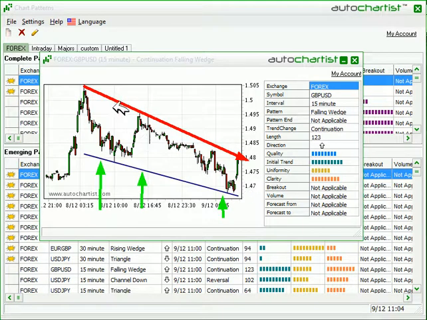Number one, this is just two downtrend lines. That's the bottom line. This is just a culmination of two downtrend lines. That's number one. What's number two? This is a trending pattern.